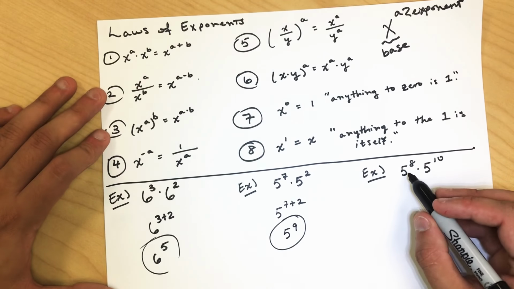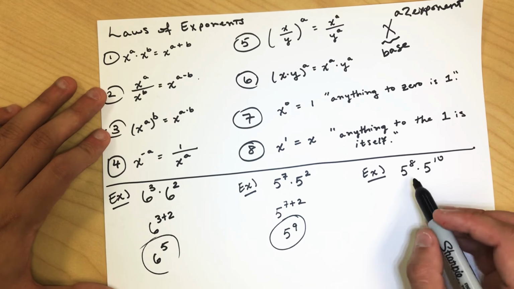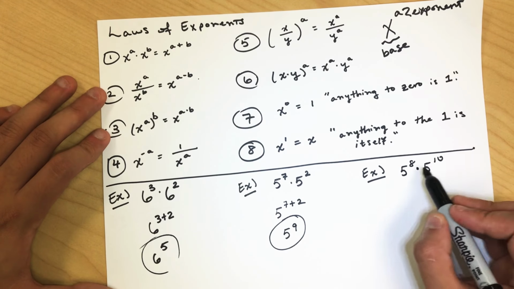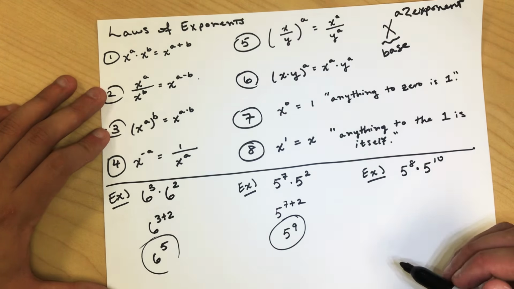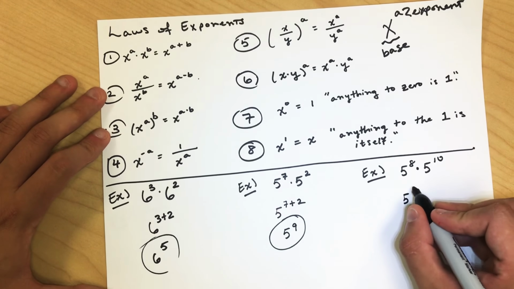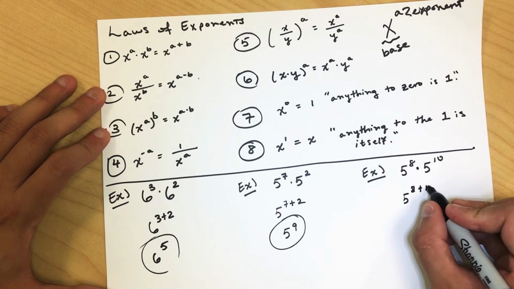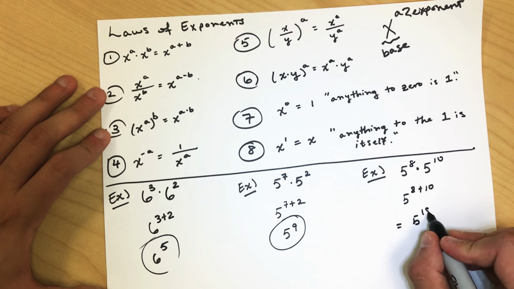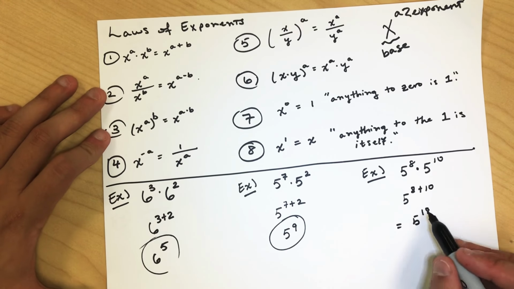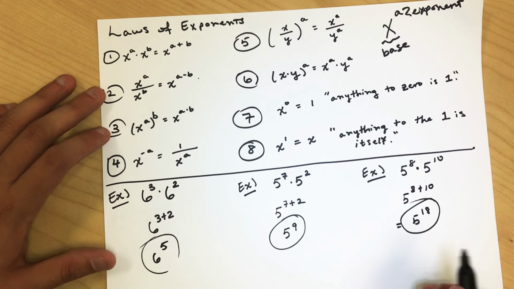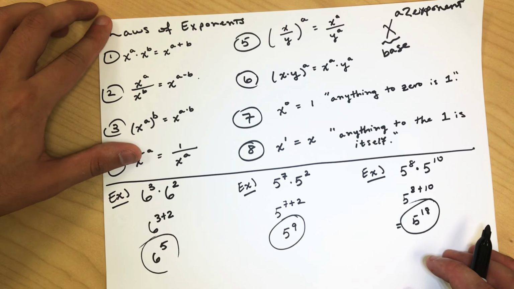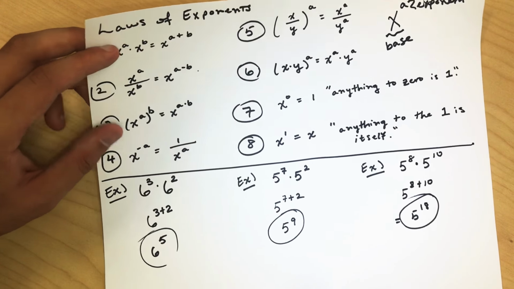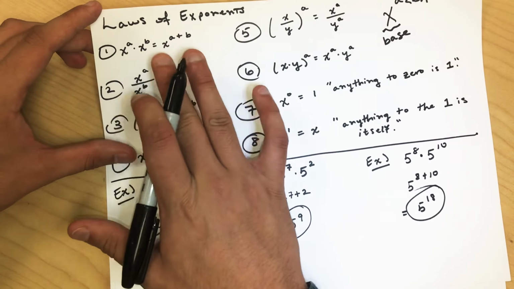Okay. Same thing over here. 5 to the 8 times 5 to the 10. Do we have the same base? Yes, the base here is 5. And we're multiplying. So all we have to do to solve this is just add their exponents. And we get 5 to the 8 plus 10 is equal to 5 to the 18. Okay, and that's all you have to do for these. They're very straightforward. And the test is similar. So if you can understand these, these are test level questions. So if you can understand these, then you should be fine. All right, for the x to the a times x to the b.